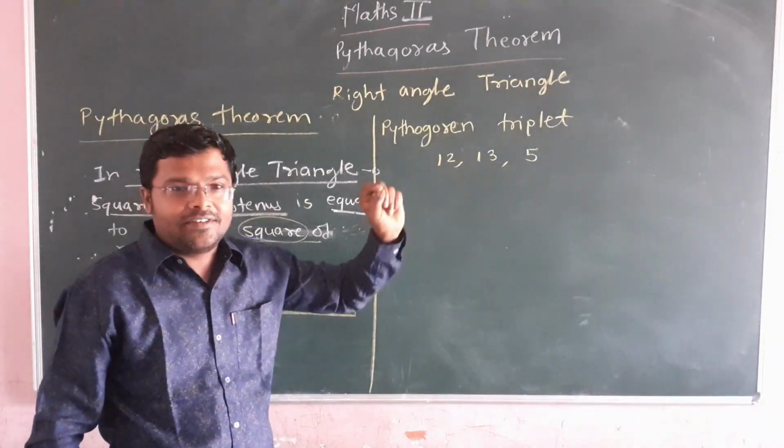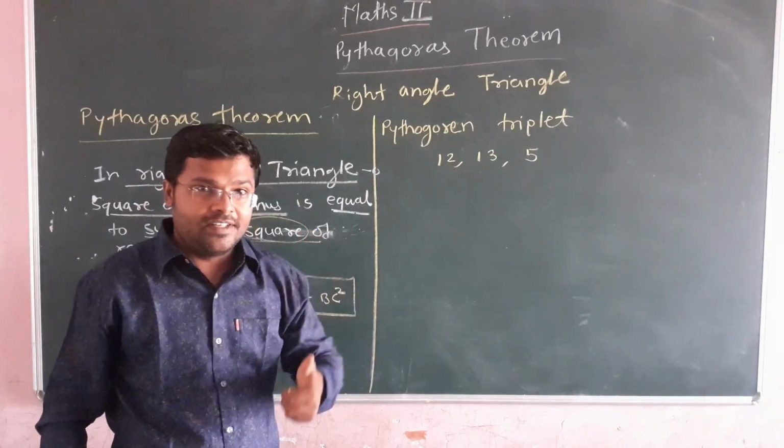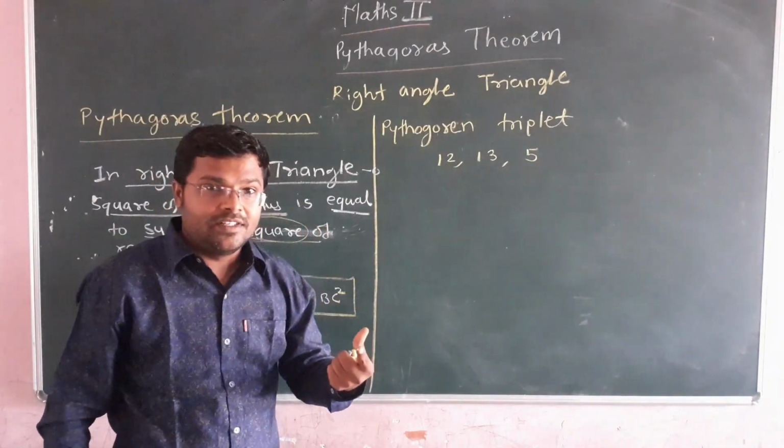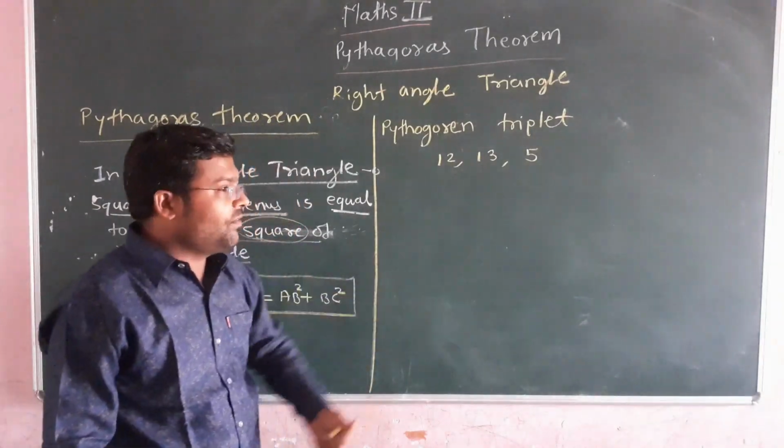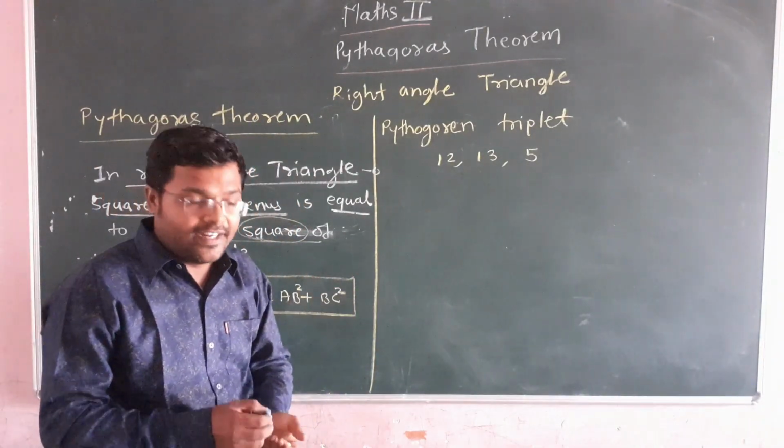Is it a right angle? They are not given the 90 degree angle. They are not given the hypotenuse. They are not given the perpendicular. They are given only the sides. In that case, how do we find out whether it is a right angle triangle or not?